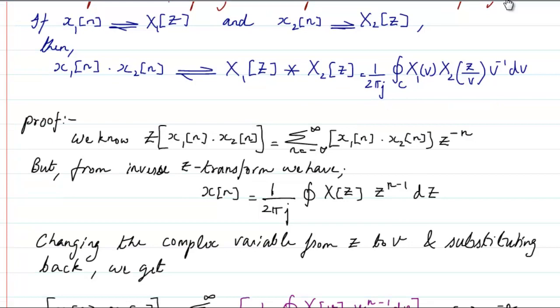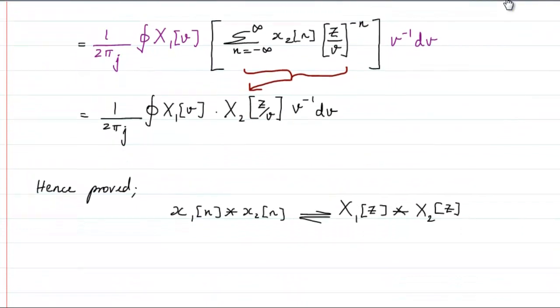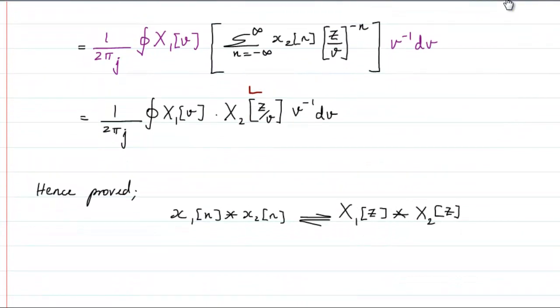Thus I can write that we have proved that convolution in time domain leads to multiplication in frequency domain. Sorry to have written like that. I will once again write this. This is multiplication in, not frequency domain, z domain. Okay. So with this we have proved that property.